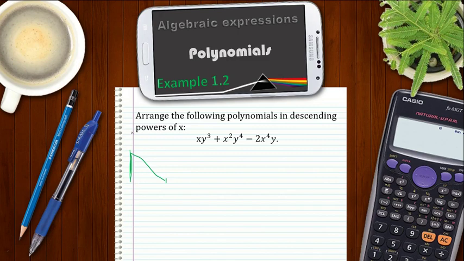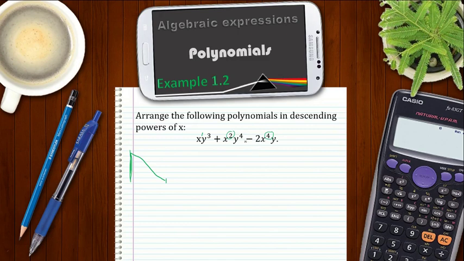Now, powers of x, we've got x squared, we've got x to the power of 1, and we've got x to the power of 4. So which one is the highest? This x to the power of 4 has the highest exponent. So this term will then become the first term.